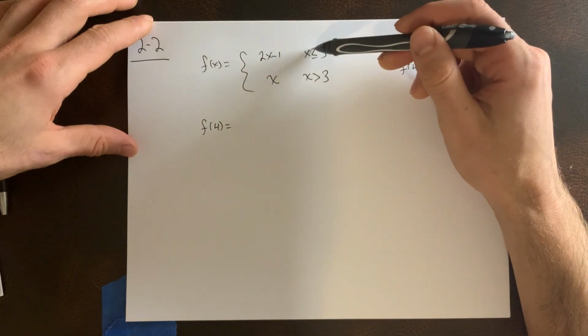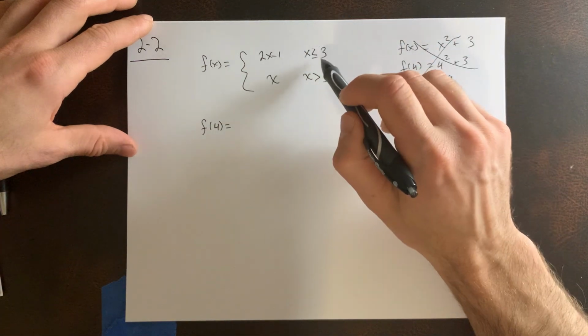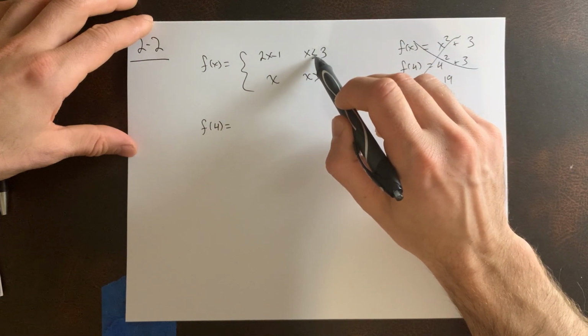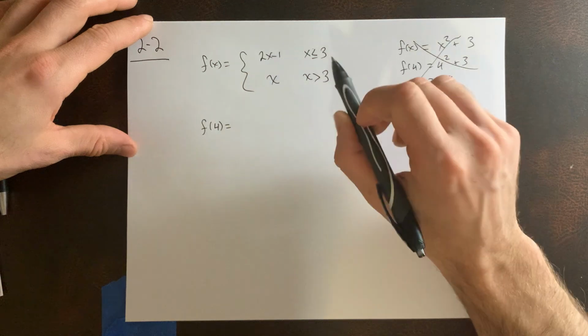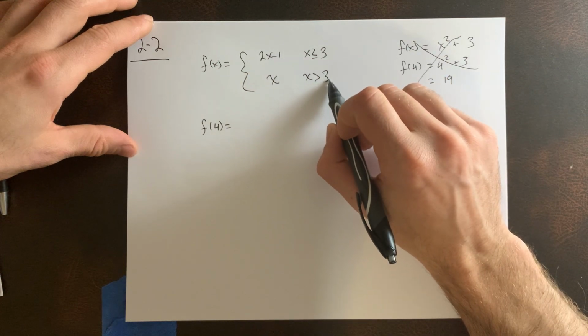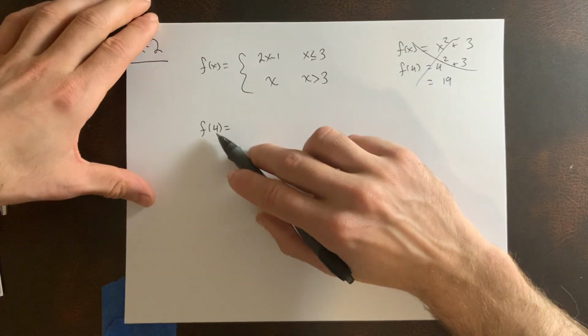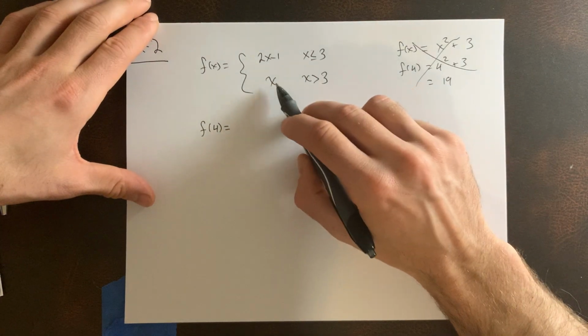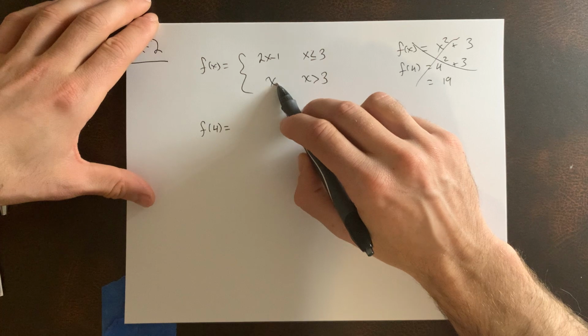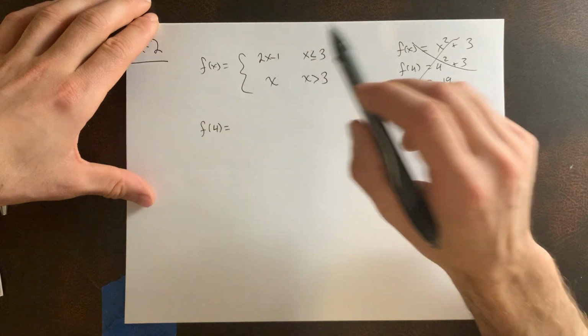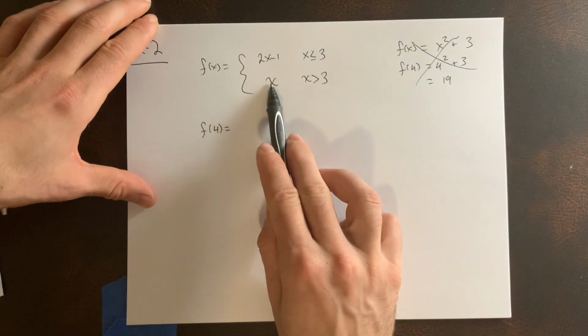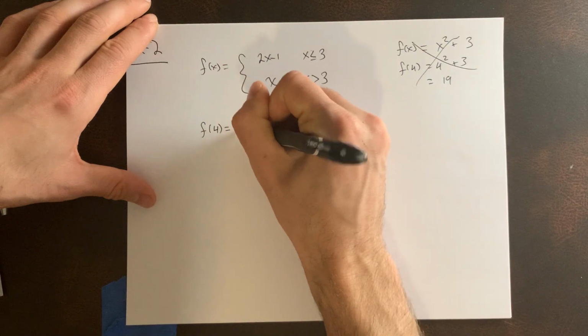This is where we have to look at this condition. It's telling us that when we plug in numbers less than or equal to 3, we use this equation, and when we plug in numbers bigger than 3, we use this equation. For example, f of 4: 4 is bigger than 3, so we plug it into this equation. This equation is just f of x equals x, so if we're plugging in 4, we just put a 4 here. So this is going to be 4.